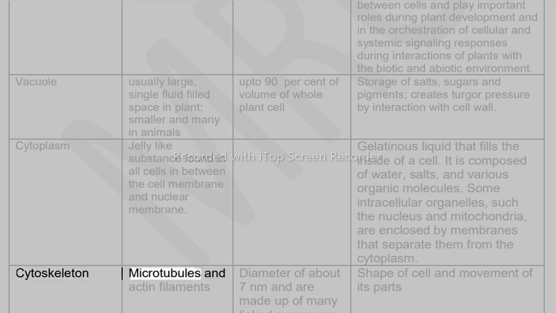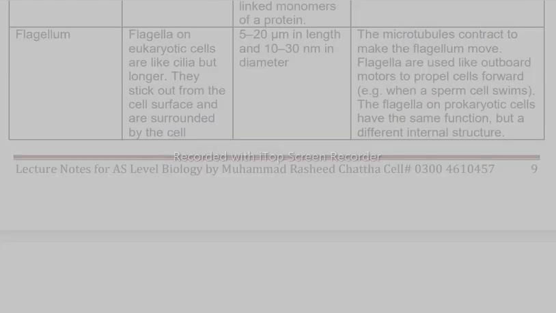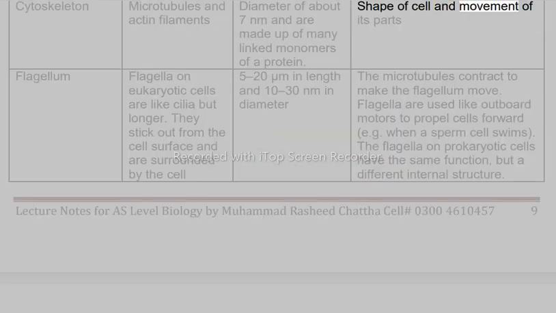Cytoskeleton. Microtubules and actin filaments, diameter of about 7 nanometers, and are made up of many linked monomers of a protein. Shape of cell and movement of its parts.